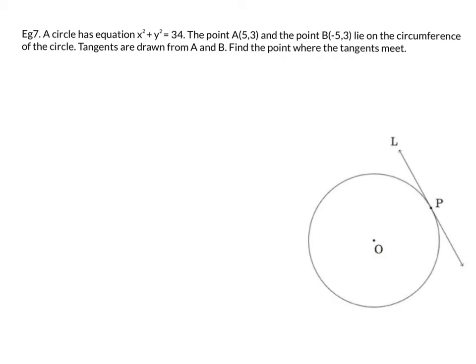So let's try and get this information on a diagram. It's going to be impossible until you construct it. So we've got a circle, x squared plus y squared is 34. We've drawn it there. The point A, 5, 3, let's call this point A.